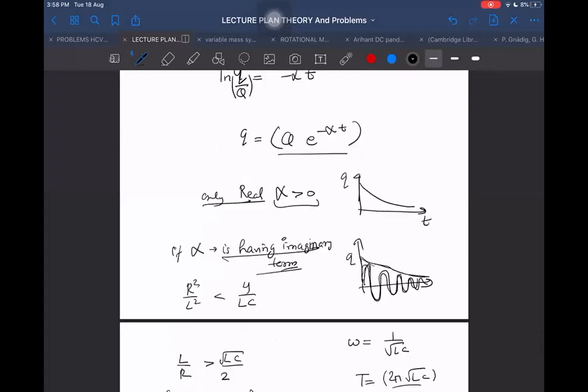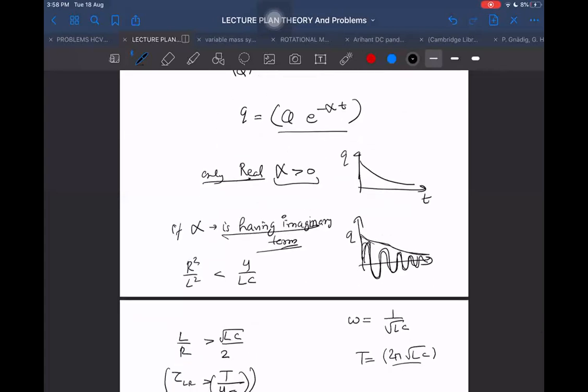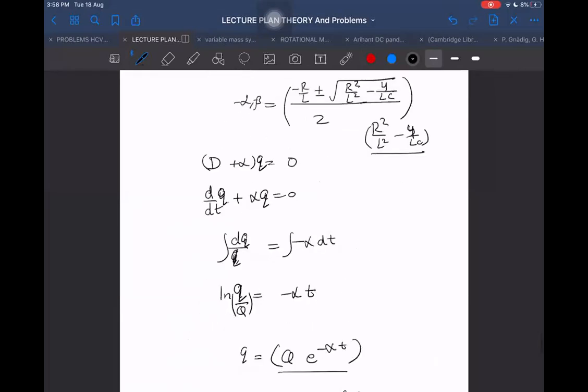Okay, so there will be oscillation and damped oscillations. Two kinds of situations are possible. One state can die rapidly, and the other possibility is also there.